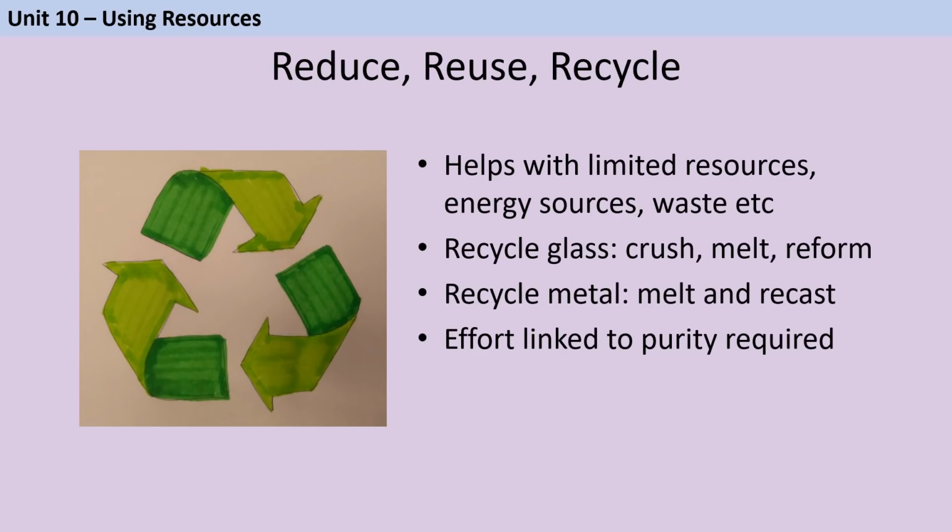Reducing our use of raw materials, reusing manufactured products, and recycling products to make new ones can all help to deal with the growing scarcity of resources, growing concerns about our energy usage, and limited space in landfill. You should be able to describe how glass is recycled by colour sorting, crushing, melting and reforming, and how metal is recycled by melting it and recasting. The amount of effort required in recycling is linked to how pure the final product needs to be, and you may also need to evaluate whether recycling is worthwhile in a certain situation.